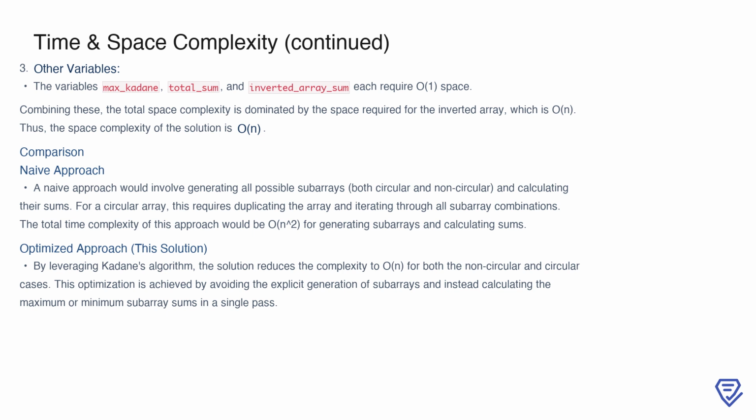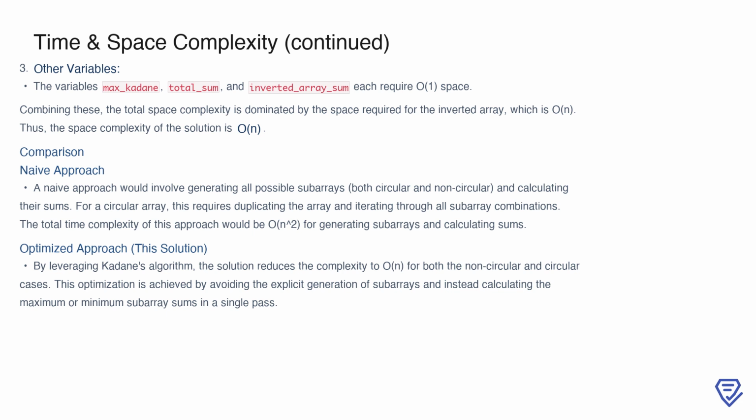To put this in perspective, let's compare this solution to a naive approach. In the naive approach, we would generate all possible subarrays for both circular and non-circular cases, calculate their sums, and find the maximum. For a circular array, this would involve duplicating the array and iterating through all possible subarray combinations, leading to a time complexity of O(n squared).